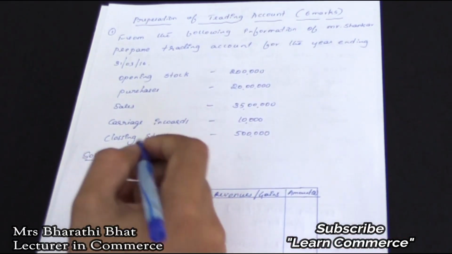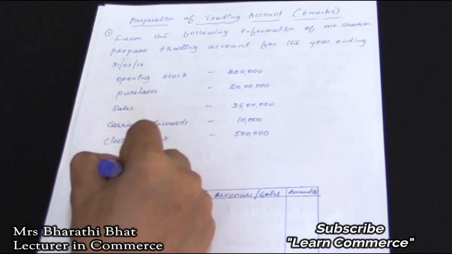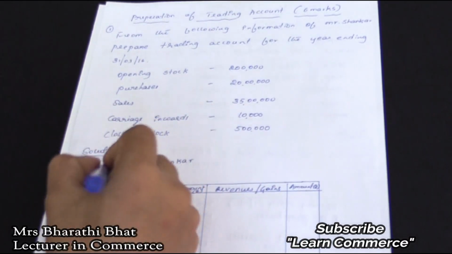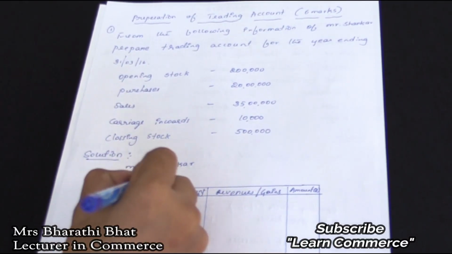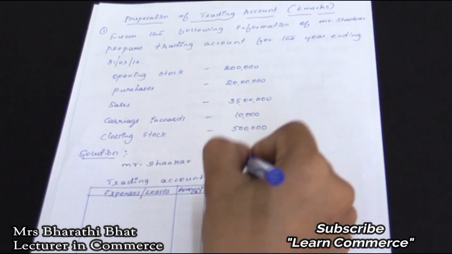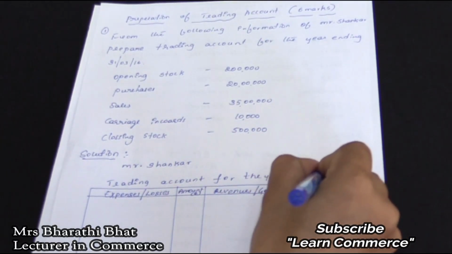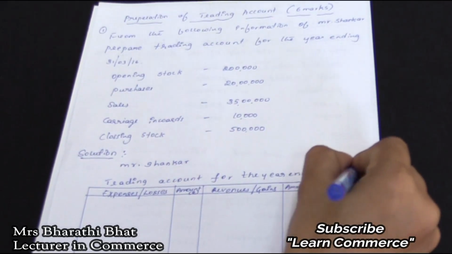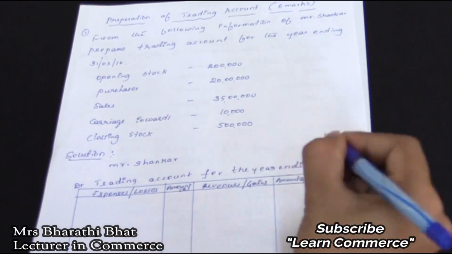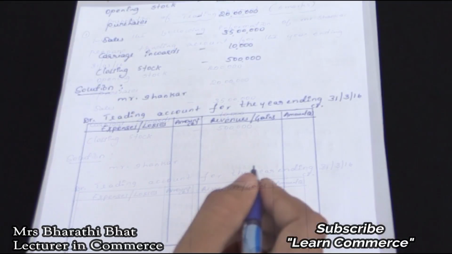And come to the solution part, solution, and write the heading Mr. Shankar. In the books of whom? In the books of Mr. Shankar. And heading trading account for the year ending, 31st March 16, and please don't forget to write debit and credit on both sides. This is very important, mentioning debit and credit on both sides.